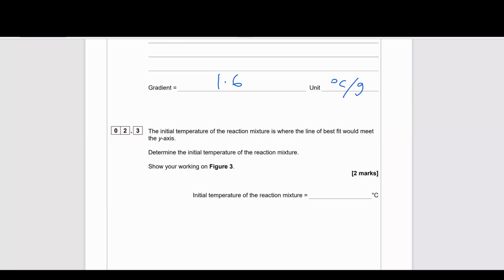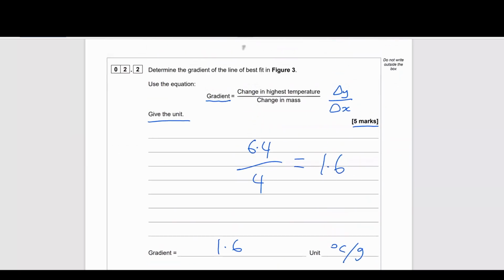Next question, 2.3. The initial temperature of the reaction mixture is where the line of best fit would meet the y-axis. Determine the initial temperature of the reaction mixture. Show your working on figure 3. So we need to do something on our graph now to figure out what the initial temperature of the reaction mixture is going to be. This first sentence is extremely important.